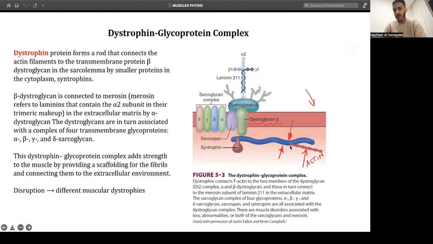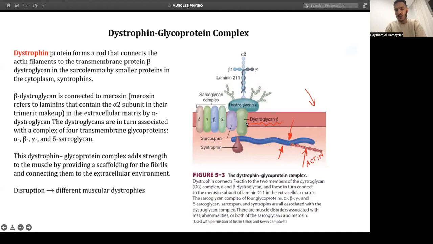And what this does, it binds to actin, right? There's this blue rod here, it's called the dystrophin protein. It connects the actin filaments right here to the transmembrane protein called dystroglycan beta. Okay, and so it connects that by a small protein called the syntrophins. So this rod is connected to the beta protein by the syntrophin.